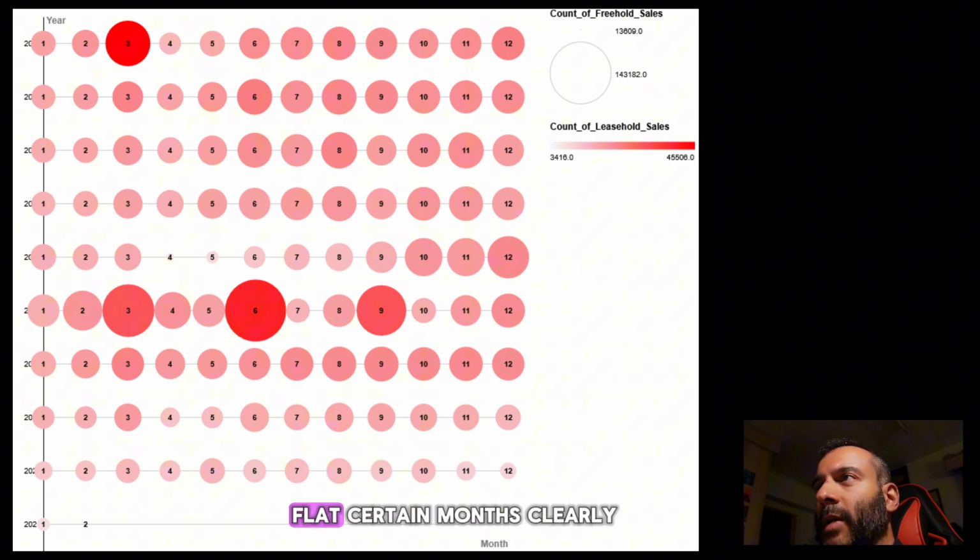The market is not flat. Certain months clearly have larger circles and some have much smaller ones. And this tells us that transaction activity in 2024 was seasonal. Typically you see stronger activity around late winter, early spring, mid-year and sometimes into early autumn. And then the quieter periods like early January, the late summer dips and year-end slowdowns.